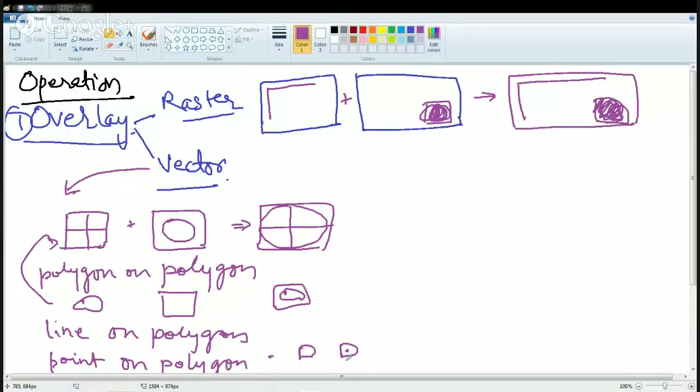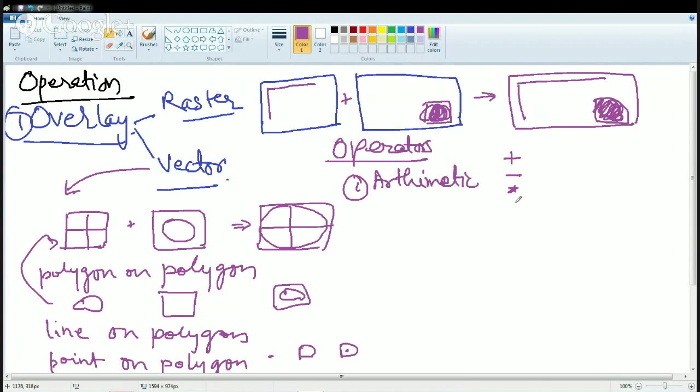But in all these overlays, what is important specifically is the type of operators that we use. So there are various kinds of operators used. Let's first understand the arithmetic operators. Arithmetic operators, this means plus, that is minus, that means multiplication, and this is division. These are some of the very basic arithmetic operators.